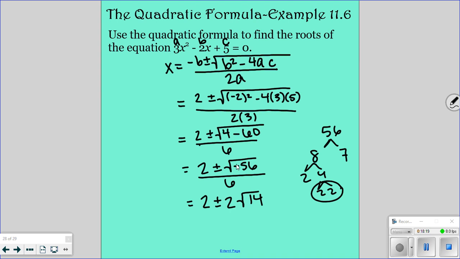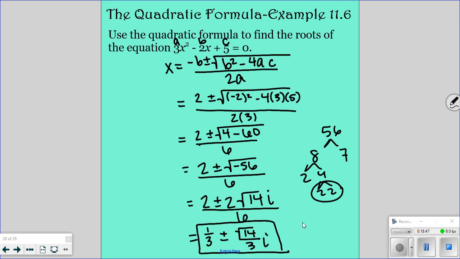And when we have a negative in a radical, we pull it out and make it an i. Then all over 6. And then the last thing we're going to do, 2 over 6 reduces to 1/3, plus or minus 2 over 6 again reduces to 1/3. So we don't have to put the 1 in front of the radical, although if you do, it's not wrong. And so that would be your answer. And we put it into two separate fractions because when we have a complex number, we want a plus bi.